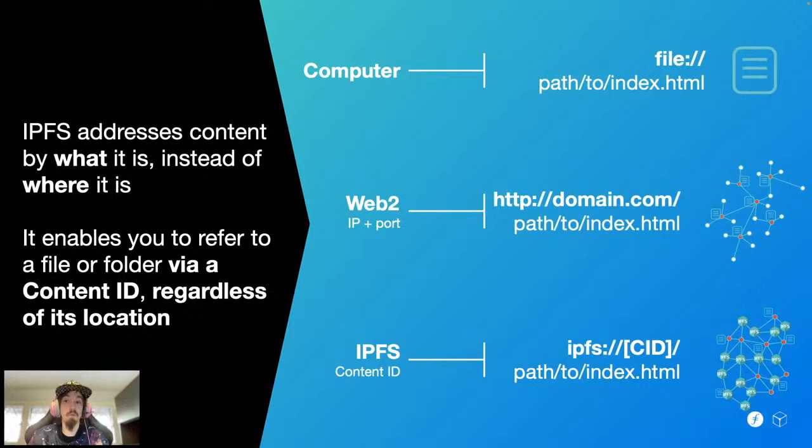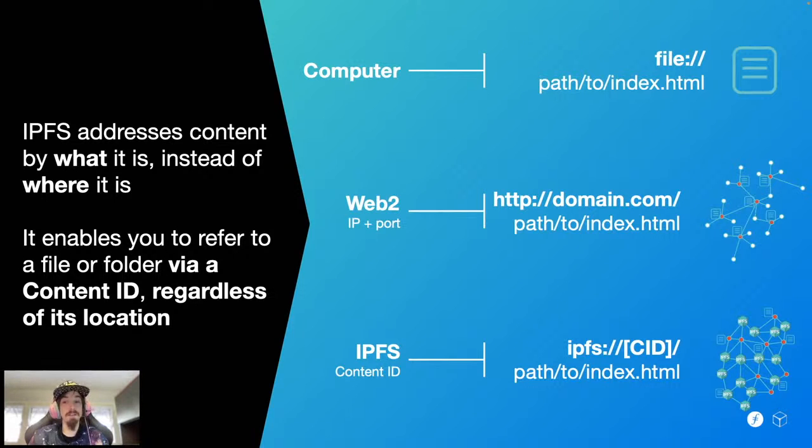IPFS addresses content by what it is instead of where it is. It enables you to refer to a file or folder via a content ID, regardless of its location. Let's think of the process we follow when we save data. Locally, it just goes on our drive and is addressed by its path. The web is no different. When we open a website, we are just opening some files. The difference is just that they need to be downloaded from a remote location, and we do that using a browser, which will print pretty things on our screens.